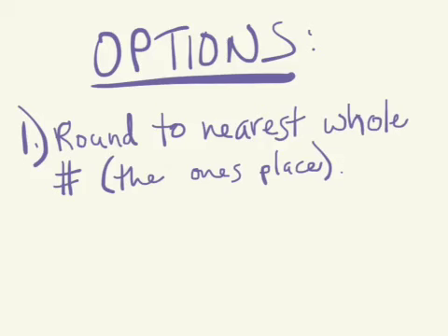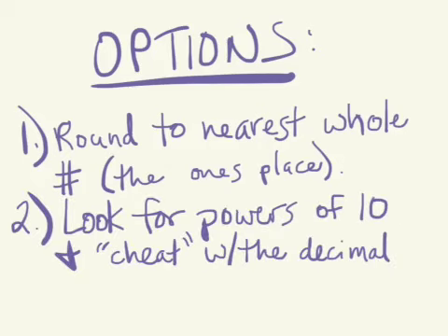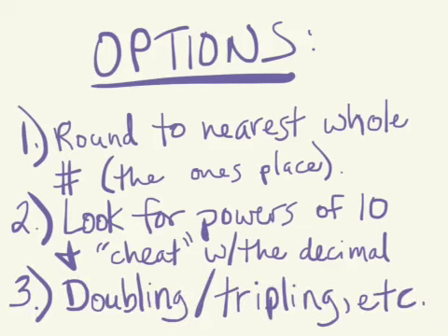Another option is to look for powers of 10 and cheat with the decimal by moving that decimal over for however many zeros you see. And a third option that we just showed is doubling, tripling, halving, etc. If you can think about a power of 10 and then you can double it to get to 20, you could triple it to get to 30, or you could think of what 10 would be and half it to get to 5 groups. So you can use that strategy as well.